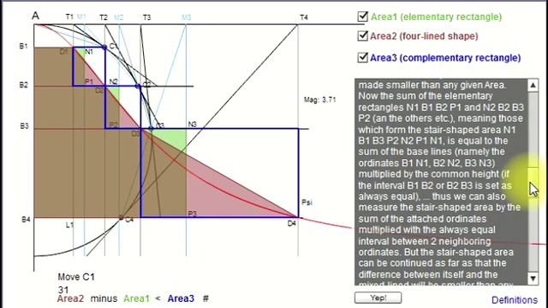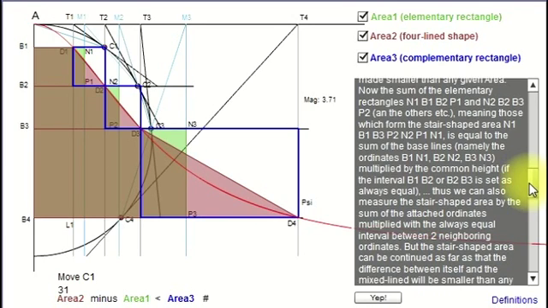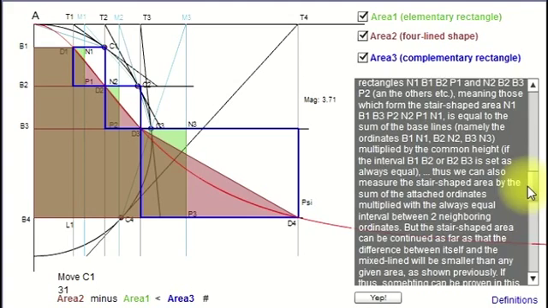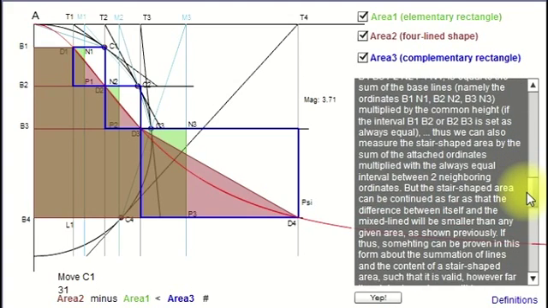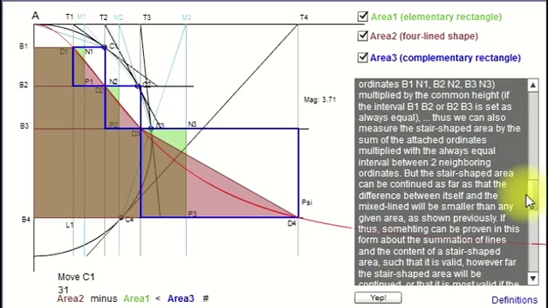Thus, we can also measure the stair-shaped area by the sum of the attached ordinates multiplied with the always equal interval between two neighboring ordinates. But the stair-shaped area can be continued so far that the difference between itself and the mixed line, or what's referred to as the quadrilinear shape, will be smaller than any given area, as shown previously.